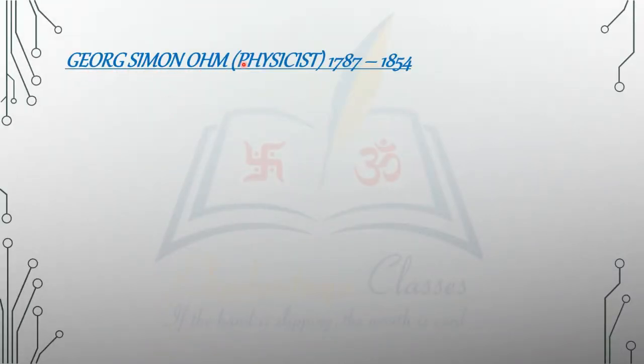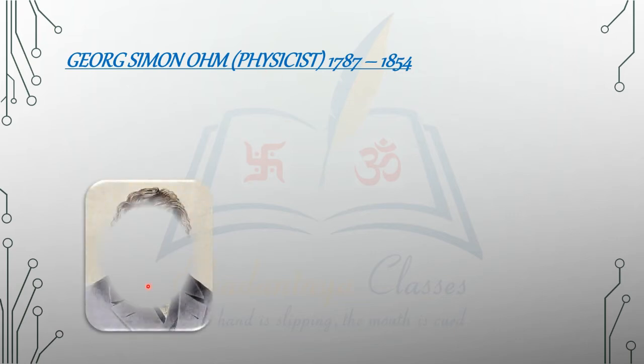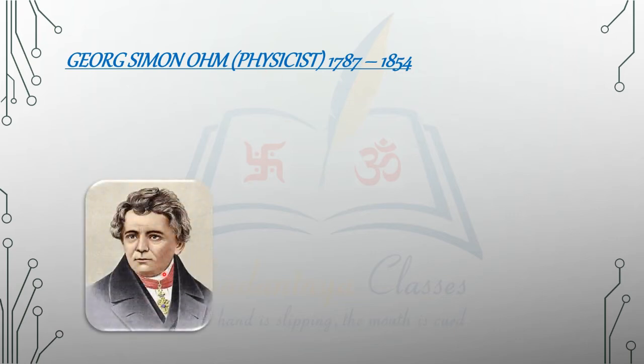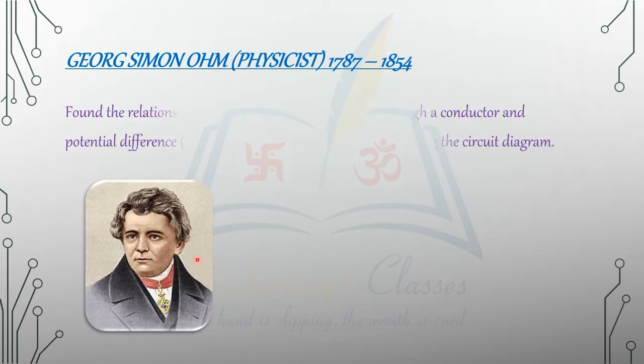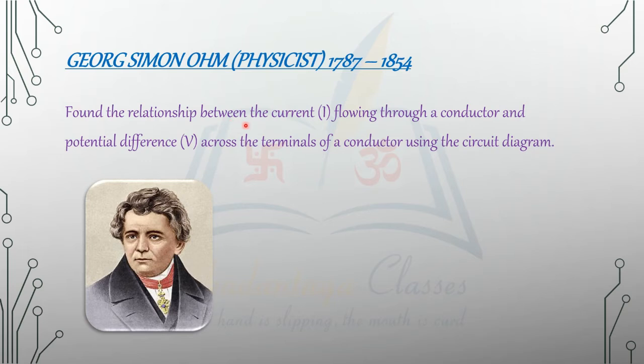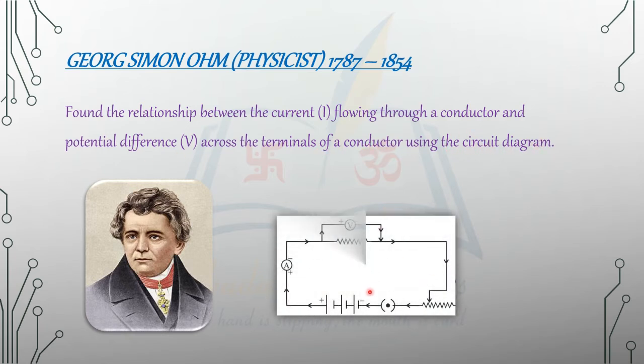Georg Simon Ohm is the scientist who invented Ohm's law. He found the relation between the current flowing through a conductor and the potential difference across its terminals using a circuit diagram. This is the circuit diagram he used for the discovery of Ohm's law.